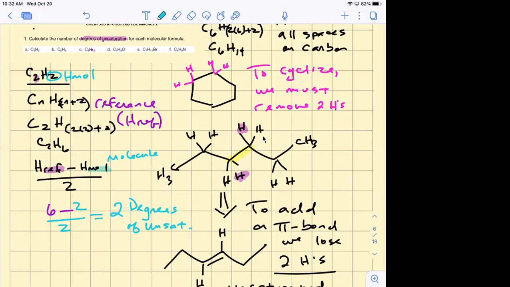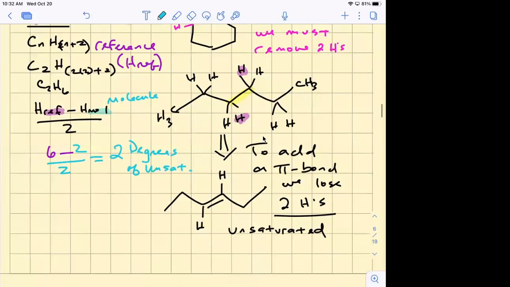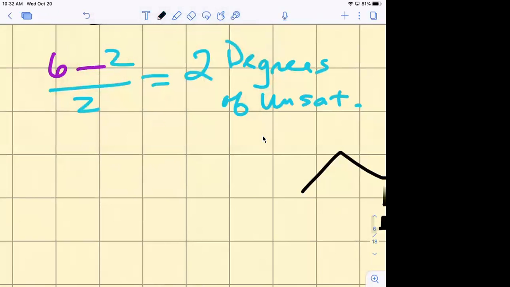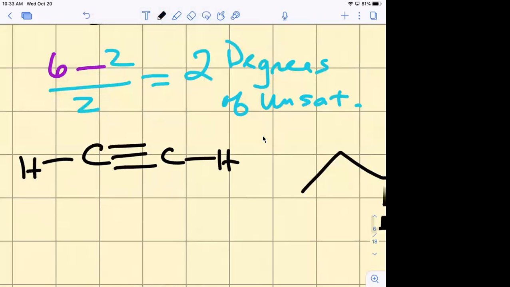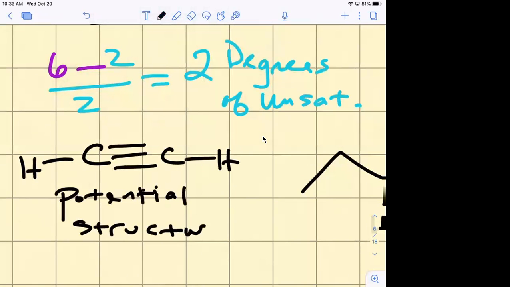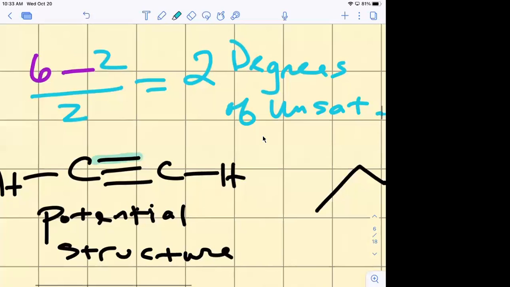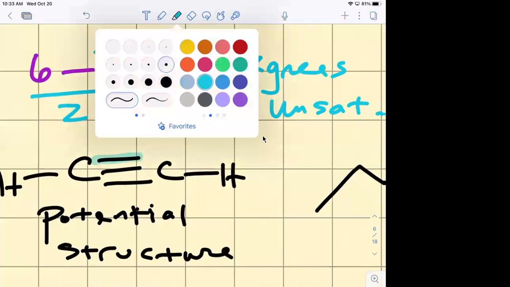Are y'all following that? So a potential structure that would match that would be something like this, just a simple alkyne. It's got 2 carbons, it's got 2 hydrogens, and it's got 2 pi bonds. That's a pi bond. This is arbitrary, I could pick any 2 of those and call it a pi bond. And that's a pi bond.